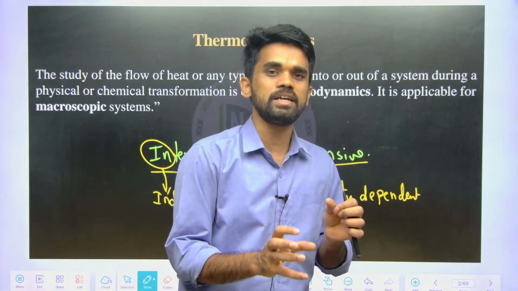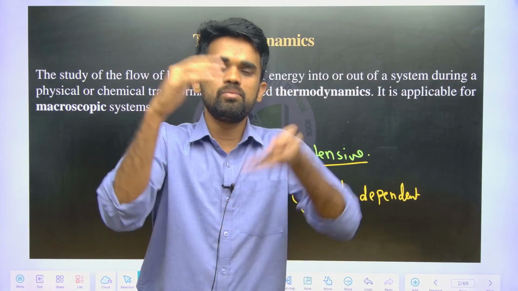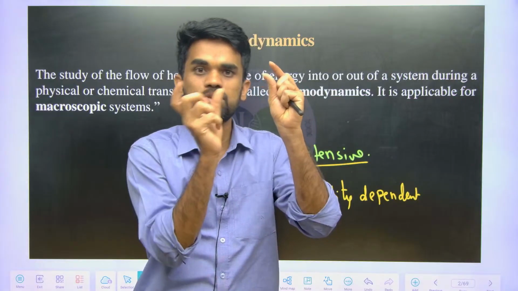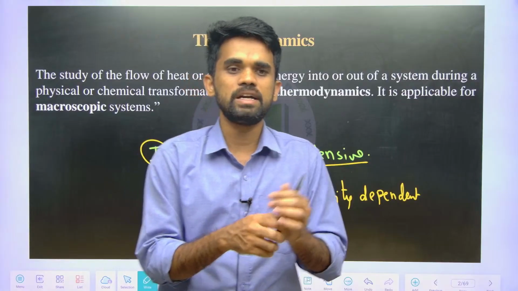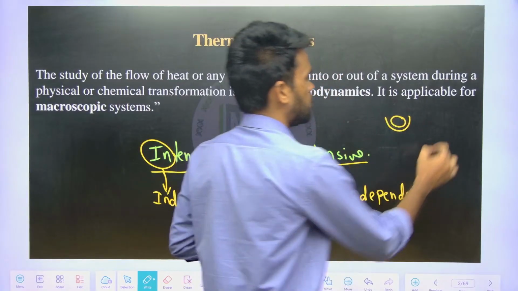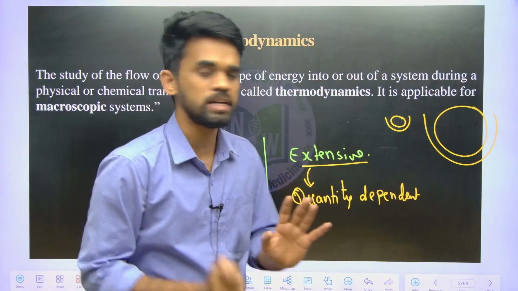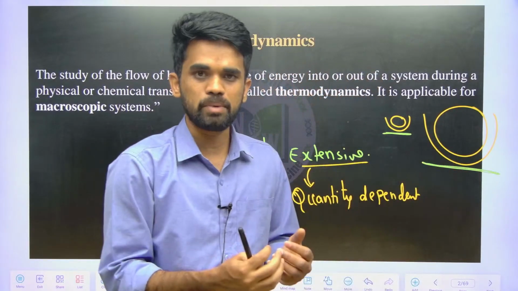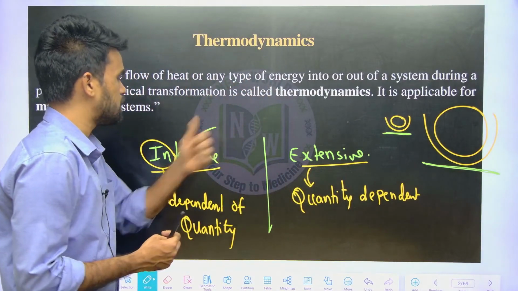So volume is a property which depends on the quantity of the substance. If more quantity, more volume; if less quantity, less volume. Similarly, weight also depends on the quantity of matter. If I take only this much quantity of matter in a bowl, and now I increase the quantity of matter, do they have the same mass? Do they have the same weight? No, right? This will have less weight, this will have more weight. So quantity dependent properties are called extensive properties. If they do not depend on the quantity, then you can say they are intensive properties.